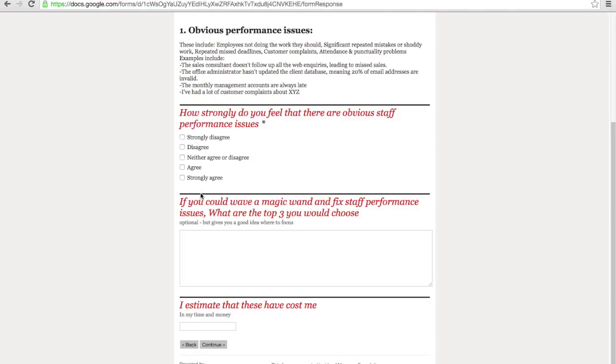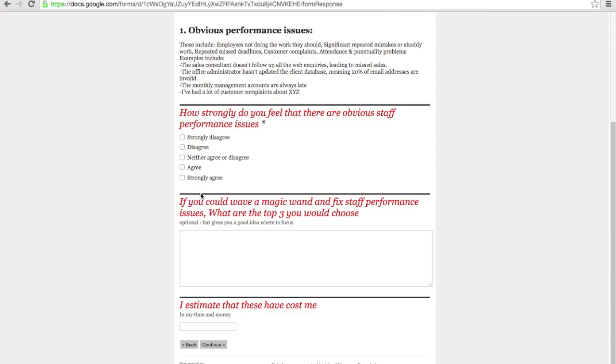Some examples would include a sales consultant not following up with all of their web inquiries, so you're missing sales. Maybe you have an office administrator who hasn't updated the client database like they should, so 20% of all email addresses are invalid. Monthly management accounts are always late, or maybe you're getting a lot of customer complaints about XYZ.